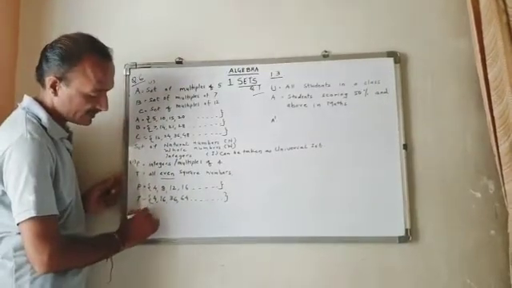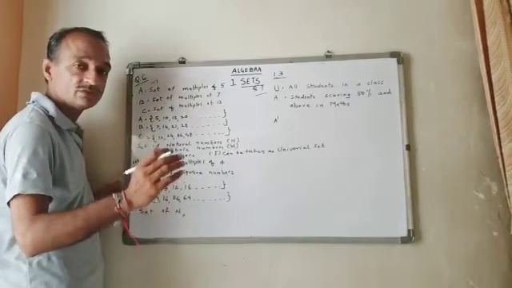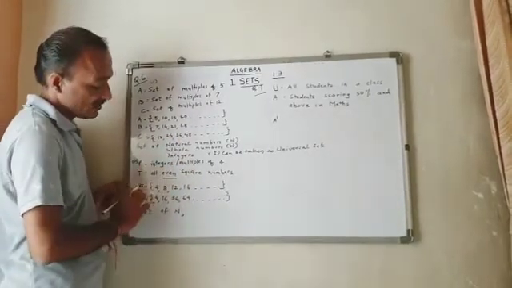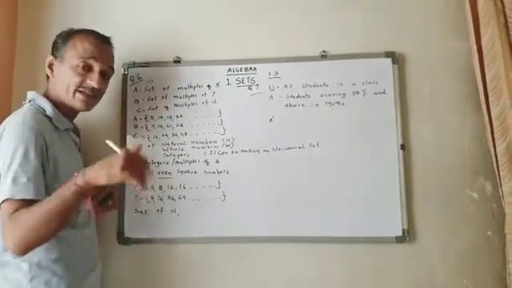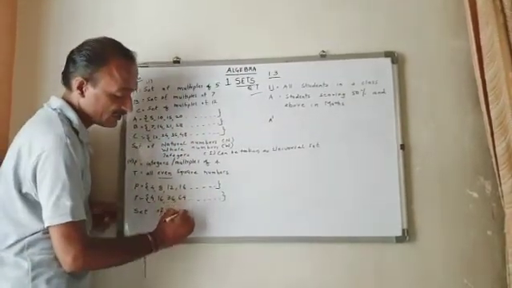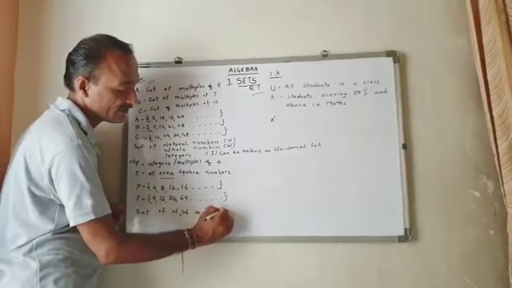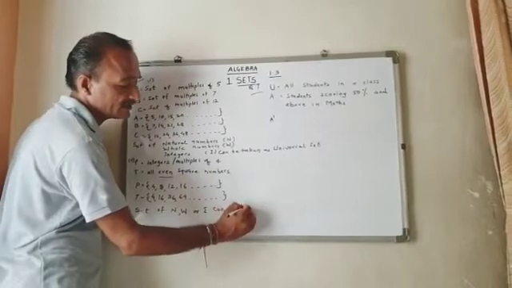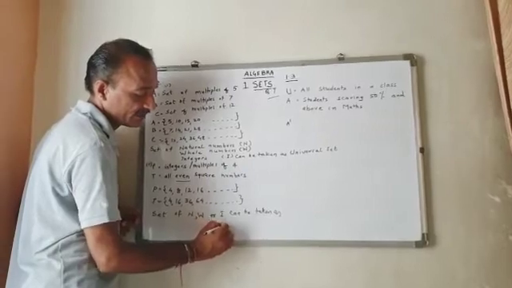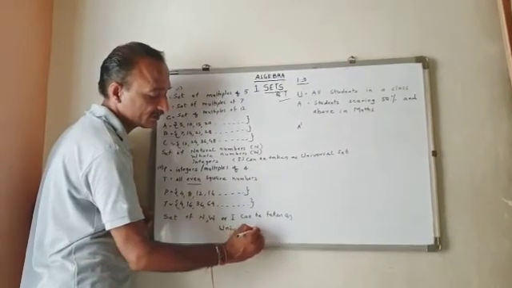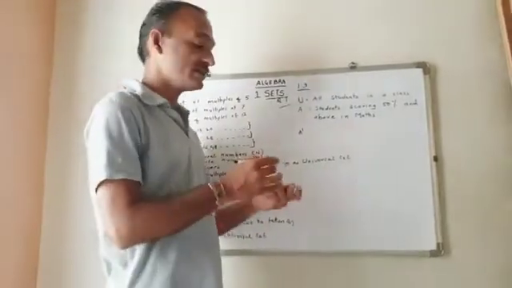So the set is the same: the set of natural numbers 1, 2, 3, 4, 5, 6; whole numbers, 0 plus natural numbers, 0, 1, 2, 3, 4, 5, 6; integers, negative, 0 and positive. So natural numbers, whole numbers, or integers can be taken as the universal set.